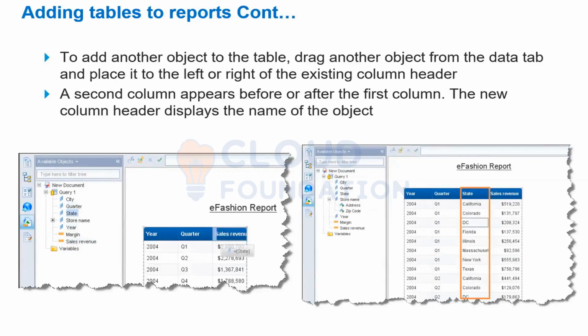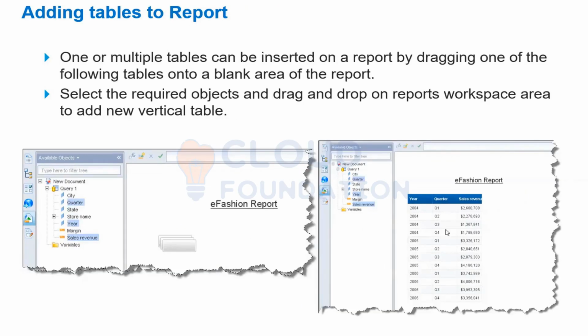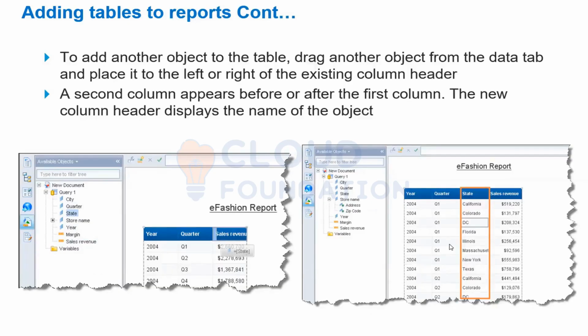To add another object, once we create these three, year quarter sales revenue, we have selected and kept in the report and the table got formed. If you want to add any other, like state, we can just drag it here and drop. When we can see this blue symbol, we have to drop then. Then we can see that state is getting included in the report.